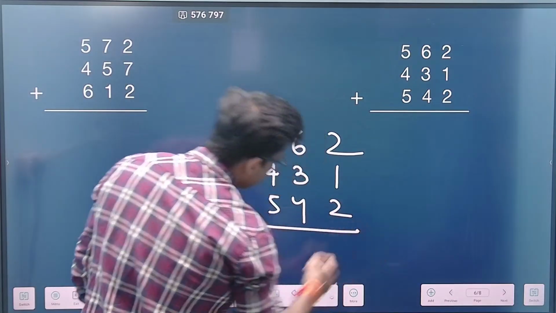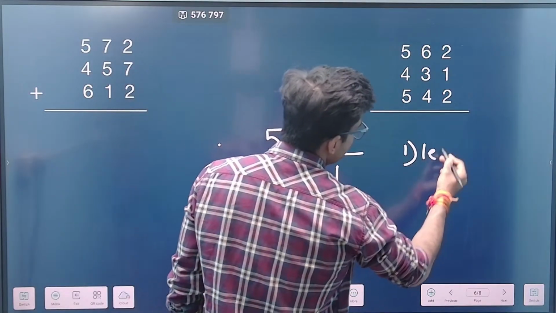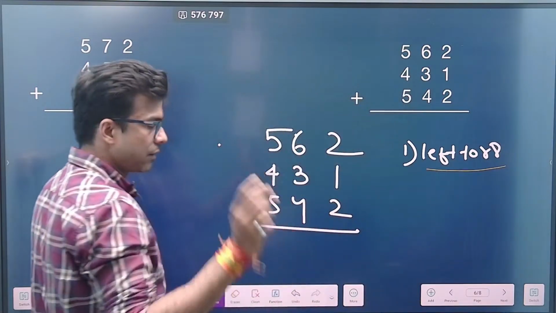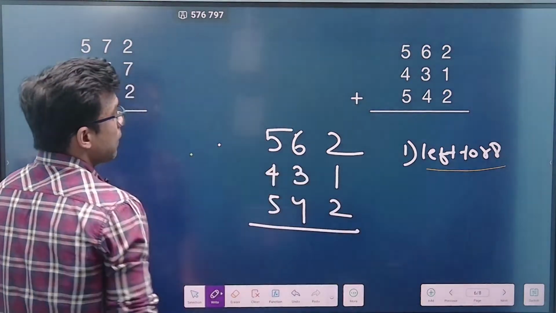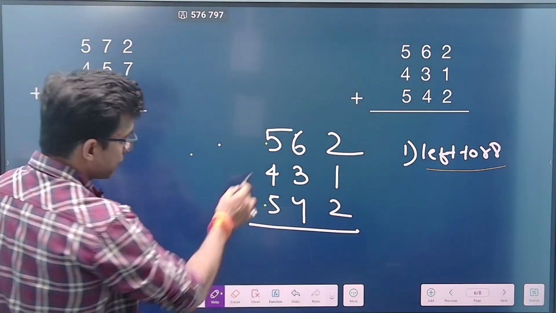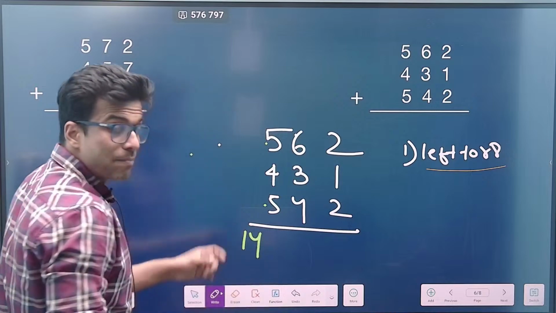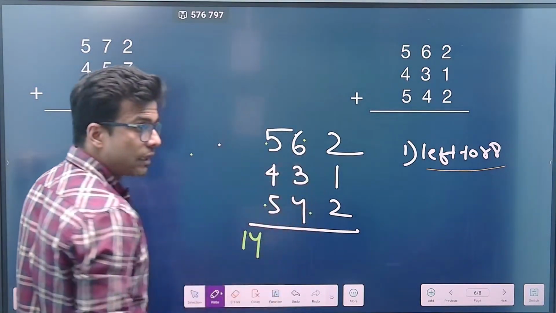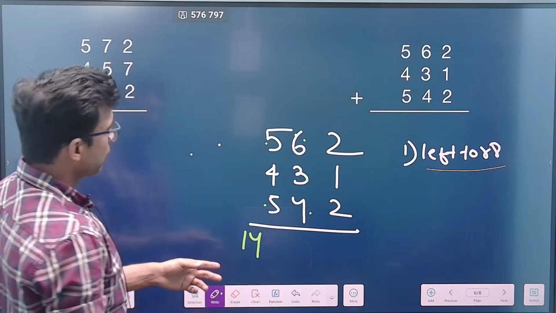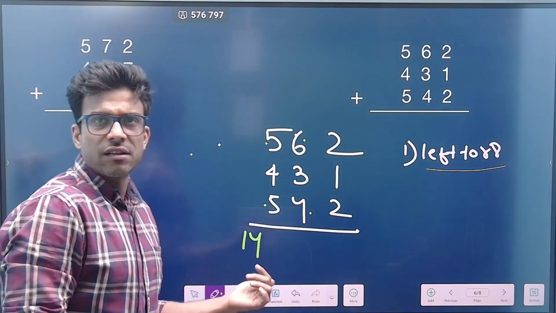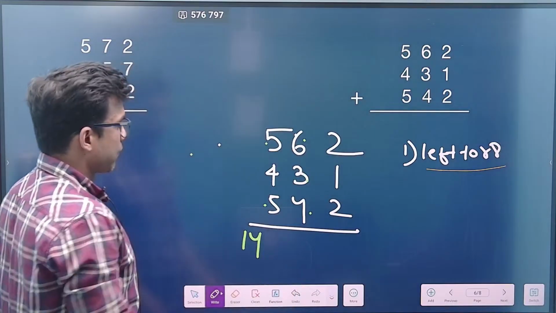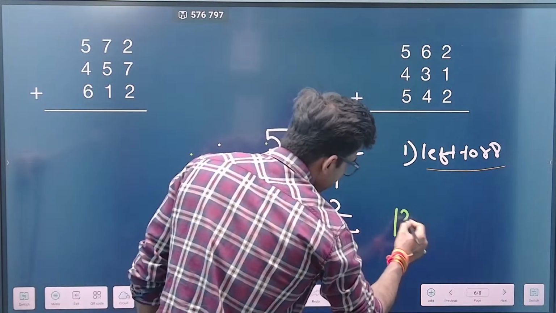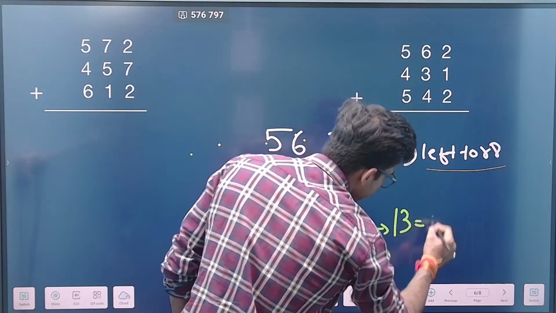As I said, rule number 1 says add from left to right. So I'll go and add from left to right. 5 plus 5, 10 plus 4, 14. So I'll write down 14. Might be this 14 will be changed if 10 comes here. Now 6 plus 4 is 10 plus 3 is 13. Again 13 came. For 13, 13 is 10 plus 3.